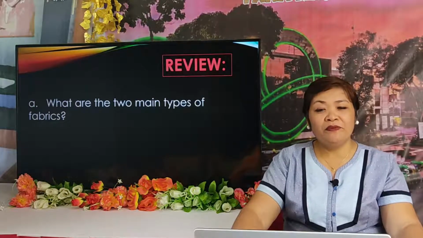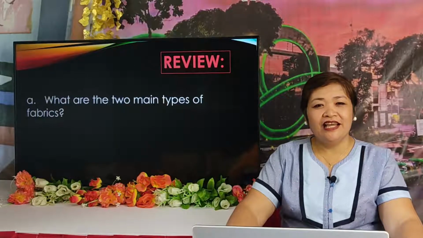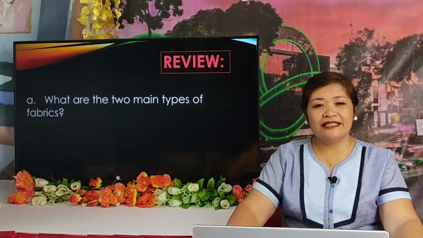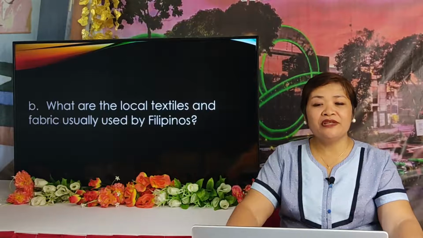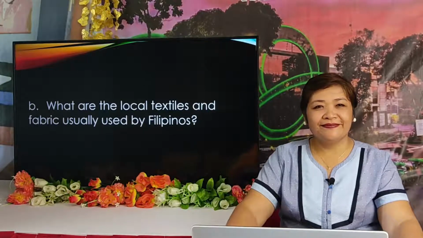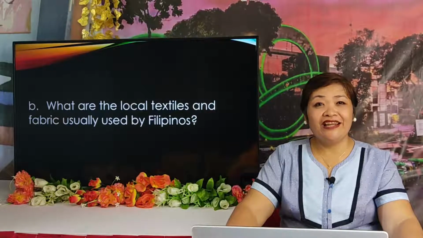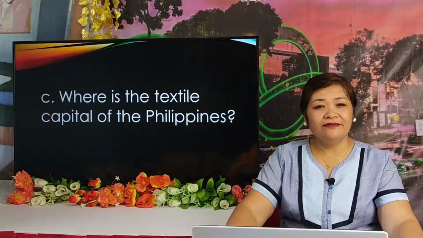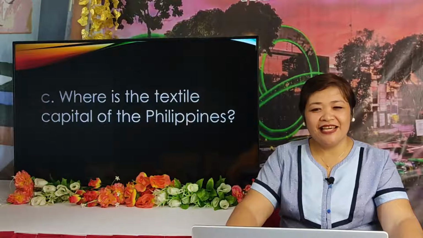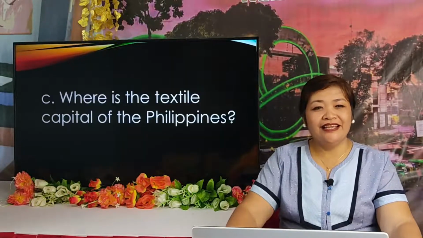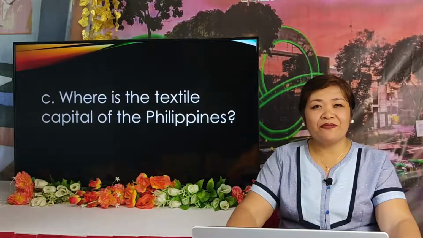Letter A. What are the two main types of fabrics? Yes, there are two main types of fabrics, natural and synthetic. Natural fabrics such as wool, cotton, silk, and linen are made from animal coats. Letter B. What are the local textiles fabric usually used by Filipinos? Yes, very good. Local textiles and fabrics are pinya, abaca, and hosi fabrics. Next, where is the textile capital of the Philippines? Yes, it's in Iloilo. Yes, in Iloilo, sometimes referred to as the textile capital of the Philippines. It's good that you still remember your lessons.